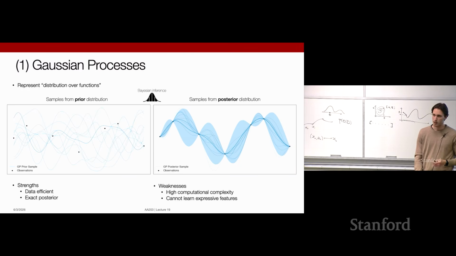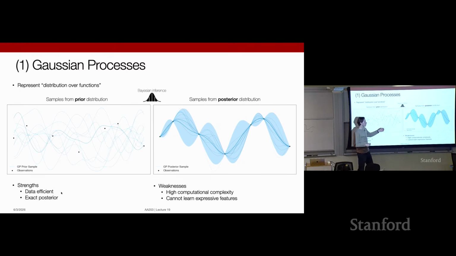Okay, so why are Gaussian processes popular? First of all, Gaussian processes are extremely data efficient. And they provide an analytical expression for the exact posterior, that is, the exact posterior over functions described by your data. Meaning, given some data points and some assumptions on Gaussianity, this distribution is actually the exact representation of the posterior distribution over functions that explain this data.